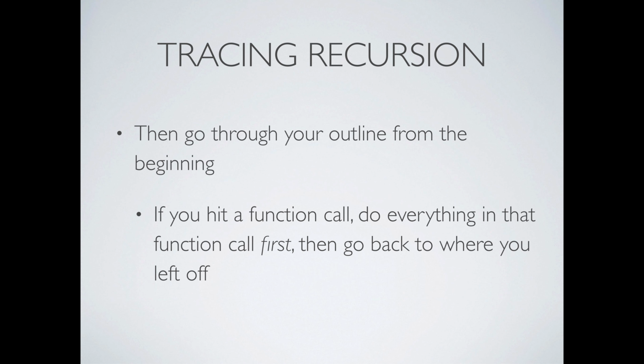Once you have your outline drawn out, you go back to the beginning and pretend like you're at the computer running through the code. So this is a two-step process. First you do the outline, and then you actually run through the outline. When you're running through the outline, you start from the beginning, and the rule is you go top down, but if you hit a function call, something that's circled, you have to do everything in that function call first, then you can come back to where you left off and finish the rest of the code. We'll do a couple more examples just to make sure this makes sense. But of course, if you have any questions about it, please do let me know.